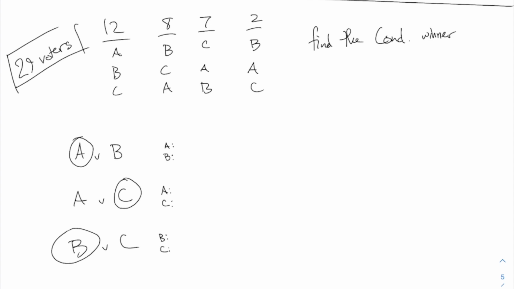So, who is the Condorcet winner? Is there somebody who wins in all of their one-on-one matchups? The answer is no, there isn't. A lost once, B lost once here, and C also lost once here. So in this example, there is no Condorcet winner.